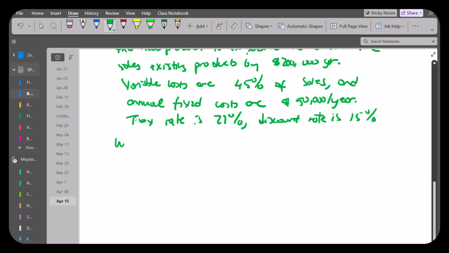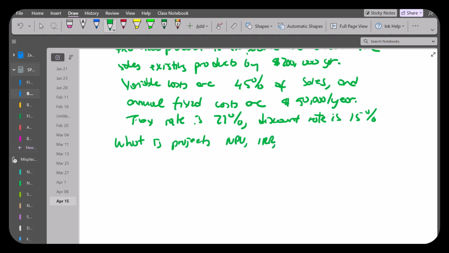I can ask questions like, what is the project's NPV, IRR, payback, discounted payback? All right, let's start with the simple stuff.